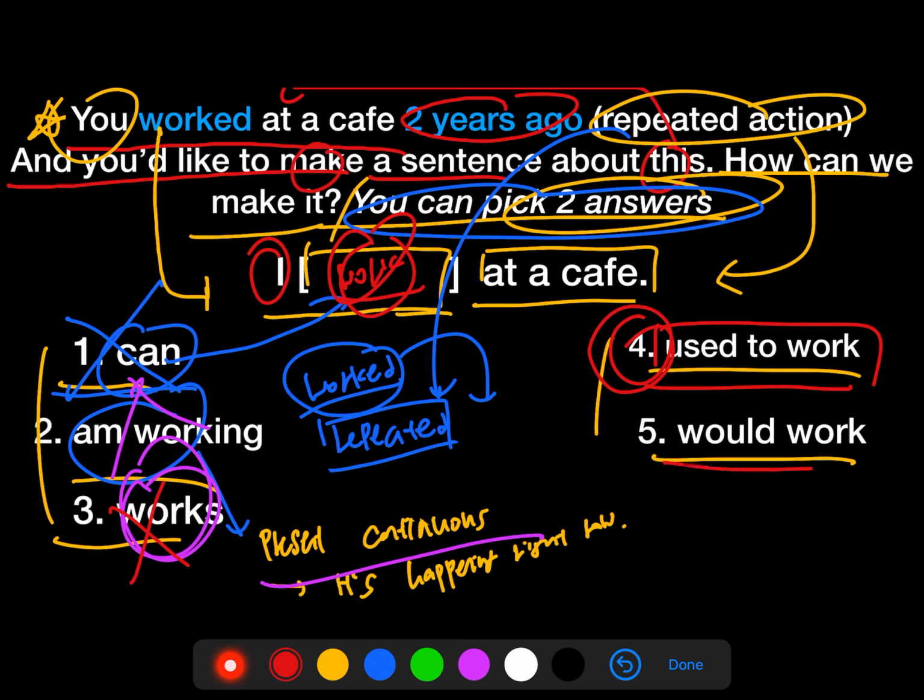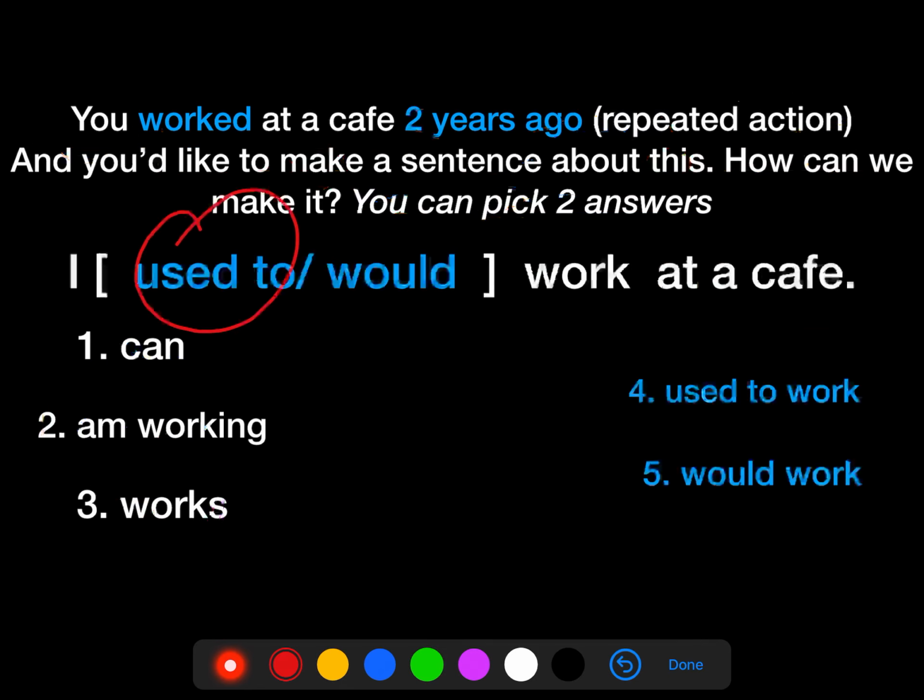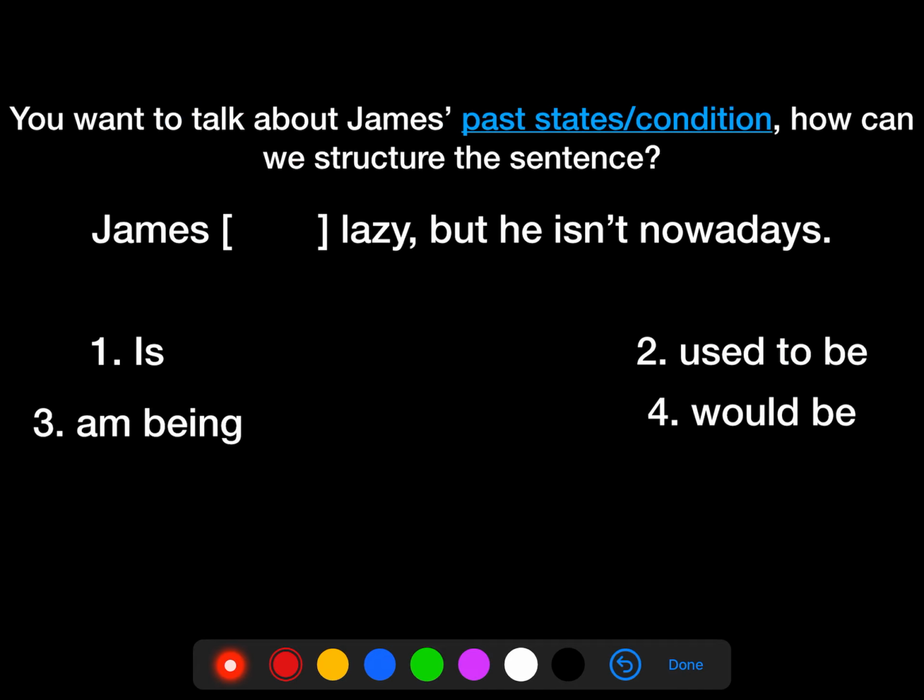Number 5, I would work. What did I say? We can use both. We can say I used to and I would. I used to work at a cafe. I would work at a cafe 2 years ago. Yeah? So we can use both when you want to describe repeated action. Okay? The 4 and 5 were the correct answers. Very good. Now let's move on to the next one. It's the last one, everyone.